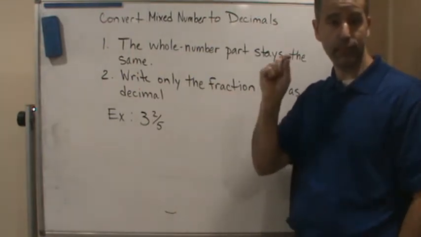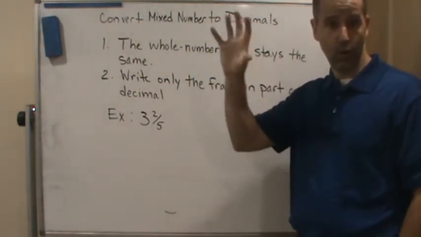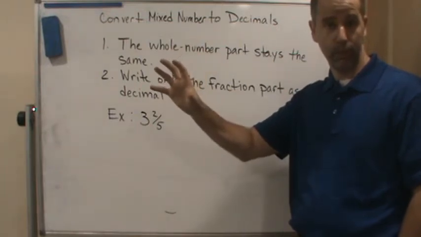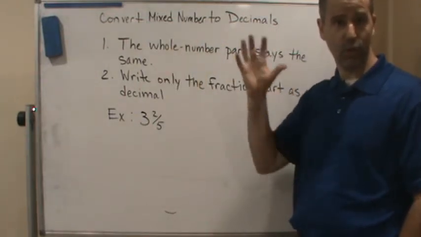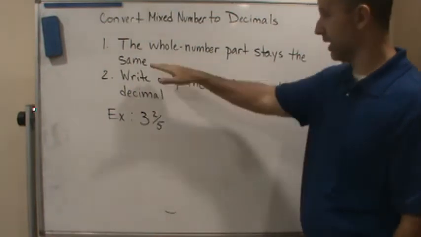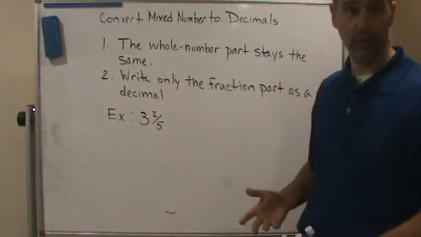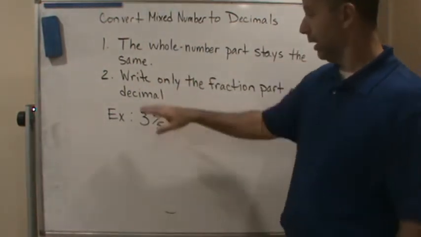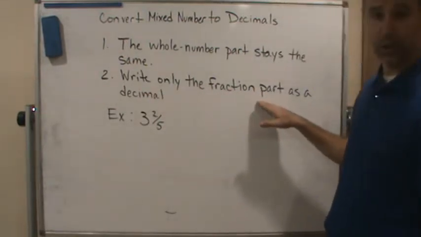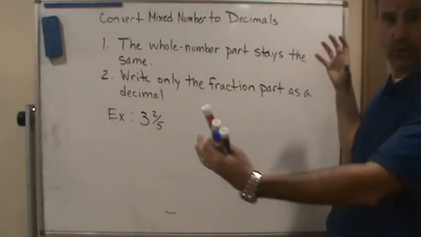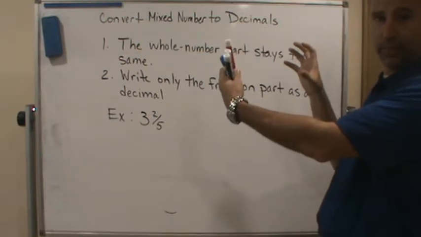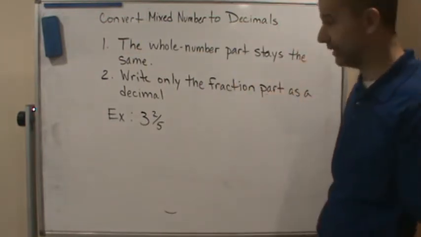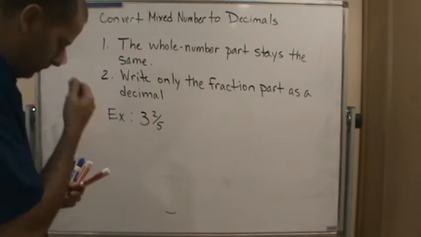Remember, the decimal point is the point that separates the whole number part of the number from the fractional part. So step number one, you just leave the whole number alone and ignore it for the moment. Number two is write only the fractional part as a decimal. Then you put the whole number and the decimal part together and you're done. That's it. So let's show how this is done.